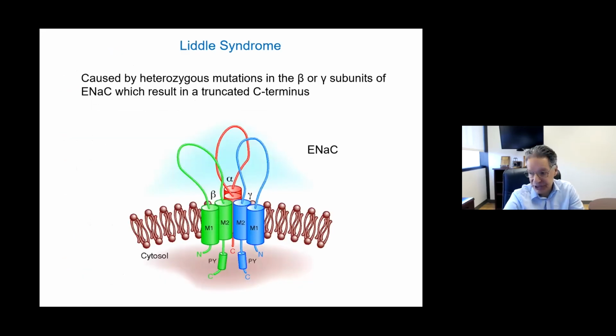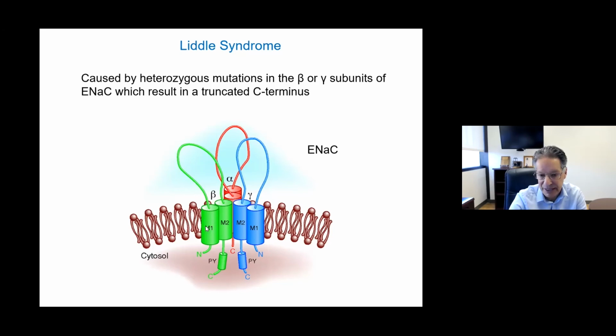Now, what about Little syndrome, another disease that causes pseudohyperaldosteronism? Well, Little syndrome is caused by heterozygous mutations in the beta or gamma subunits of the epithelial sodium channel, ENaC, which result in a truncated C terminus in these proteins. So the epithelial sodium channel ENaC is not one protein. It comes from 3 separate genes.